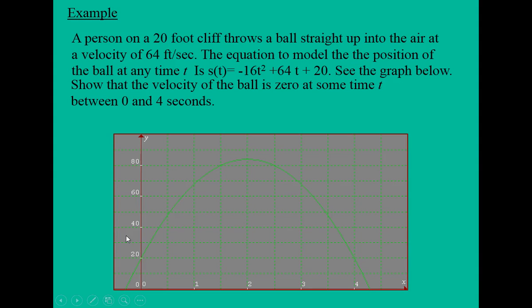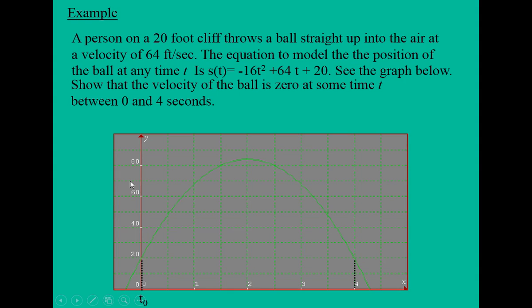Now notice, this isn't asking us to find the value where the velocity of the ball is 0. It says show that the velocity of the ball is 0 at some time between 0 and 4. So we should be able to use Rolle's theorem to show that the velocity of the ball equals 0 on the interval 0 to 4.